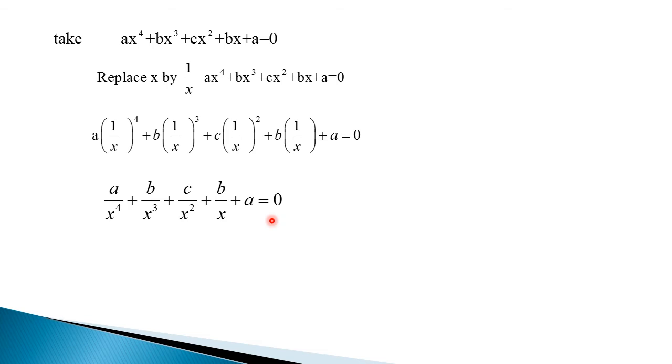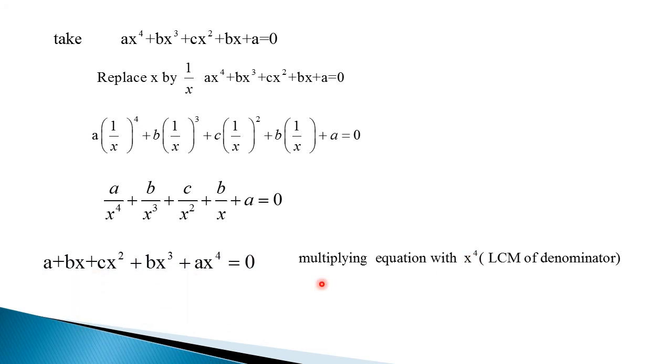For the simplification of this equation, students, we have to take the LCM of the denominators, and here the LCM is x⁴. So multiply the whole equation with x⁴, which is the LCM of the denominators. After multiplying, the equation becomes a + bx + cx² + bx³ + ax⁴ = 0. Now students, you can observe that this is the same equation which we had in the beginning of our solution.